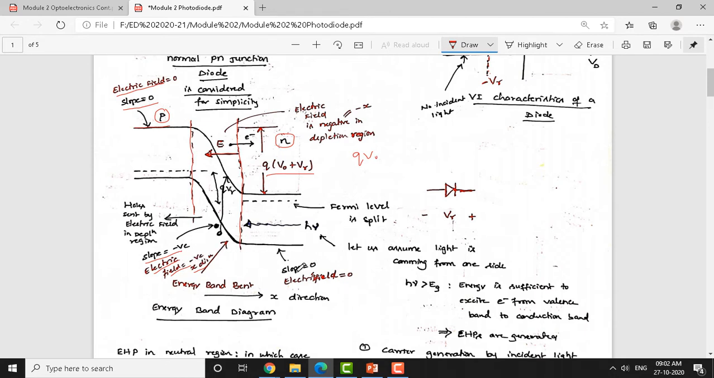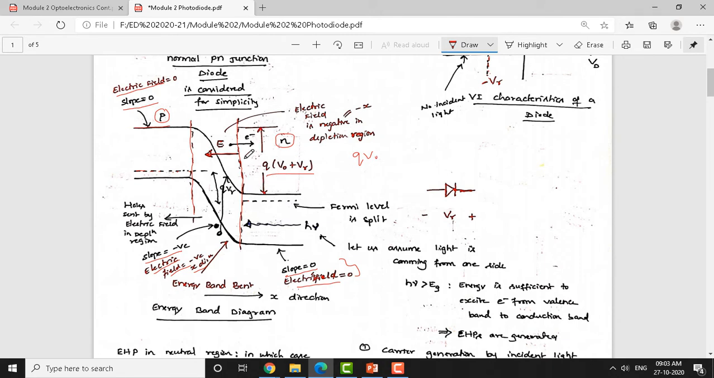And even in the neutral N region you can observe there is no slope, slope is equal to 0, and also the electric field is 0. So both parameters are 0 here, slope and electric field. The same situation as you have seen in the neutral P region. Okay, now we will see what happens when light is incident on this. I need not explain, the Fermi level is already split here because of reverse bias. You can see that this is the Fermi level on the P side, and this is the Fermi level on the N side, and there is a strong electric field in the negative x direction in the depletion region here. Okay, and the bands have been bent in the depletion region because of the reverse bias.